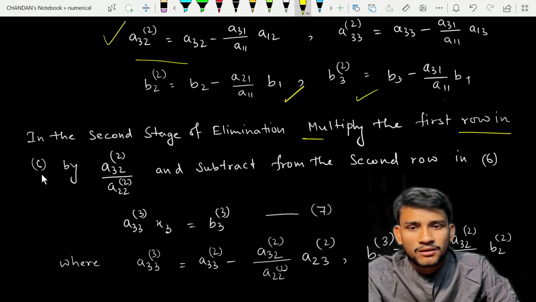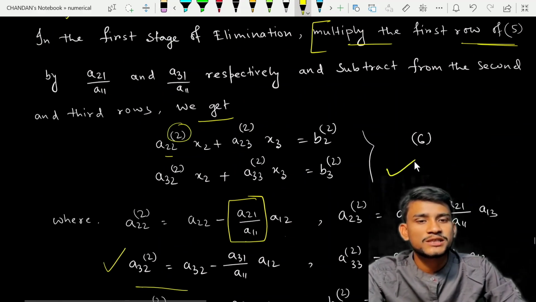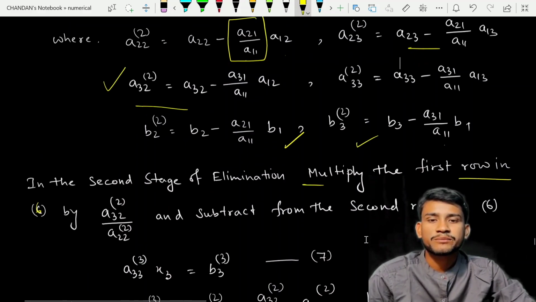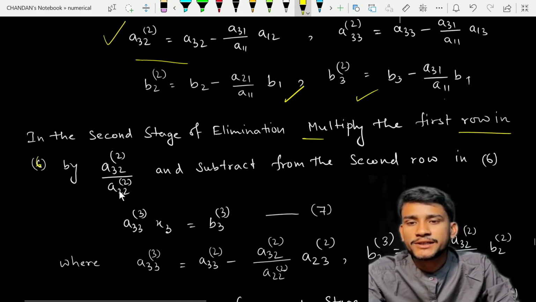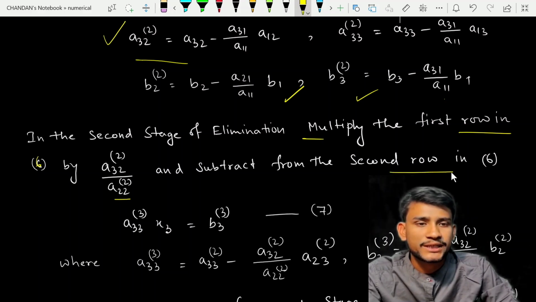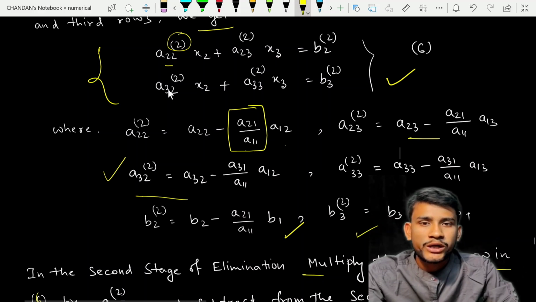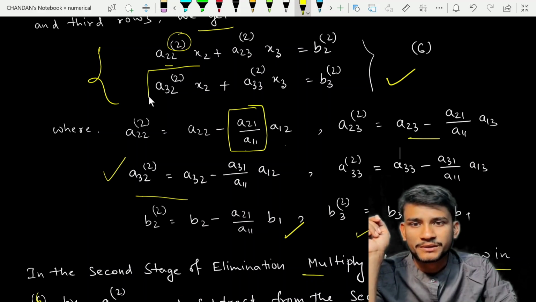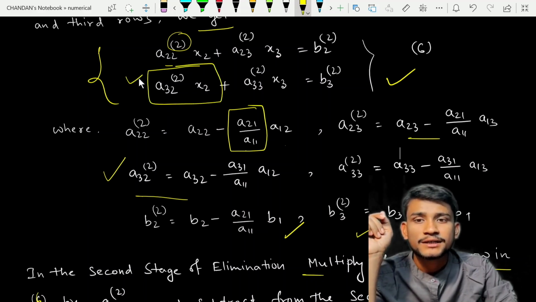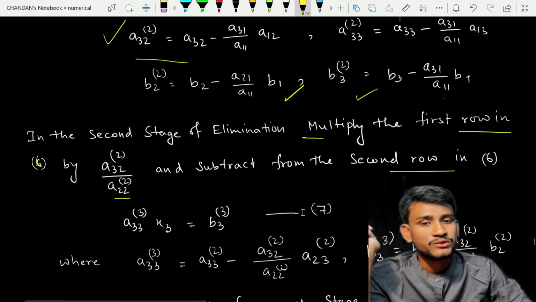system 6. So this is the system 6. This is the first step, we reduce the system. Then the second step is we multiply a32 superscript 2 by a22 and then subtract from the second row of 6. In this case we discard this term, we vanish this x2 term to get an upper triangular system, and then we apply the back substitution method.